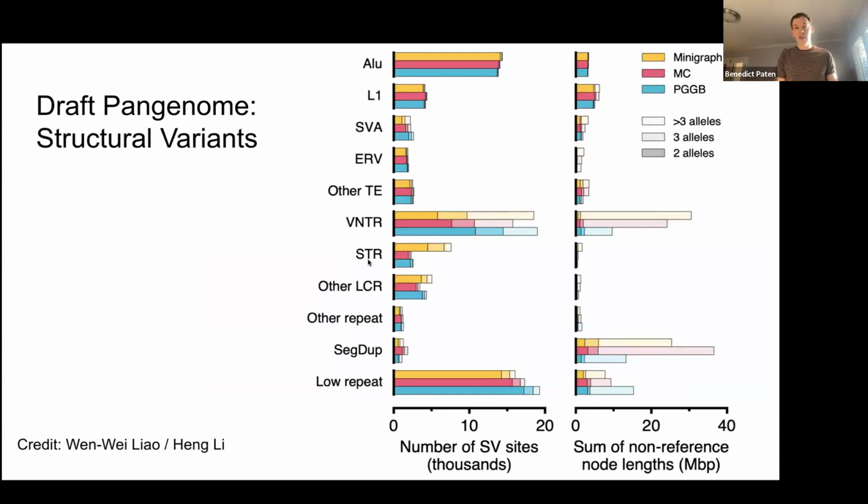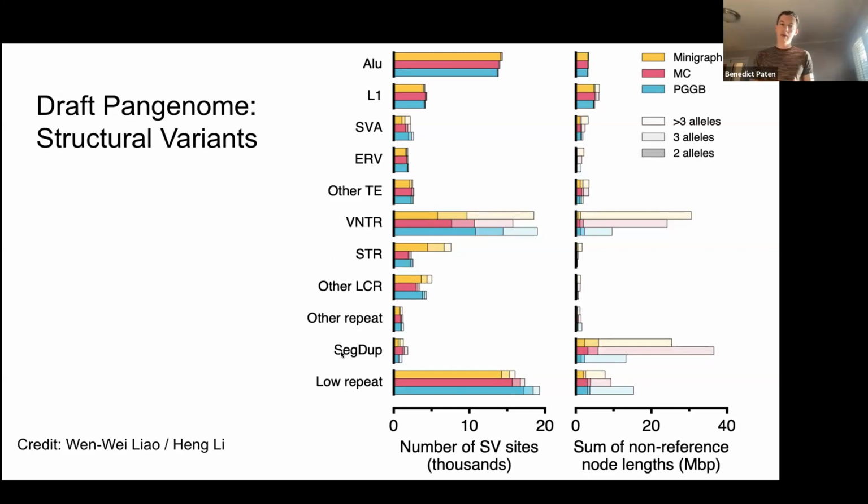Turning it around and looking at the larger structural variants, there are about 70,000 large structural variant sites in the draft pan-genome. And here we've just broken them down. This is a panel from the paper. We've just broken them down by different classes. So we've got, for example, the mobile elements up here, and then the tandem repeats, the VNTRs and STRs, and then down here we've got, for example, the segmental duplications.